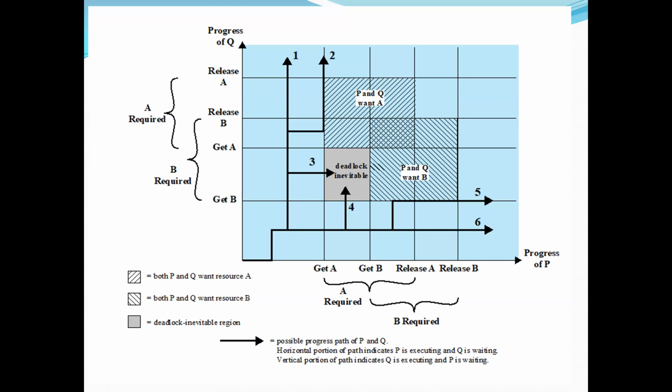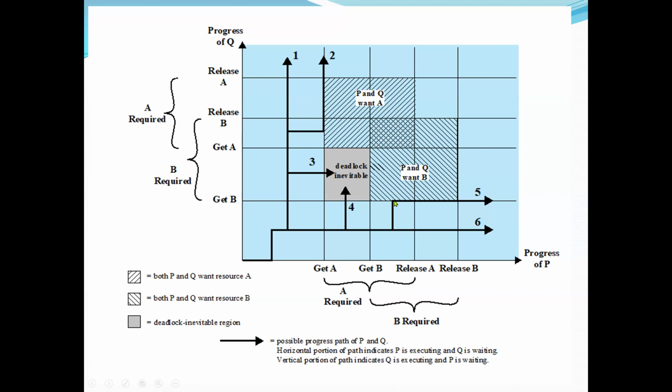Now, when Q acquires B and then A, P executes and blocks on the request for A. Then Q releases B and A, and when P resumes execution, it will be able to acquire both resources. Q again acquires B and then A, then P executes and blocks on the request for A. But when Q releases both B and A, then P can resume execution. So the whole concept we are trying to say here is avoiding the deadlock.